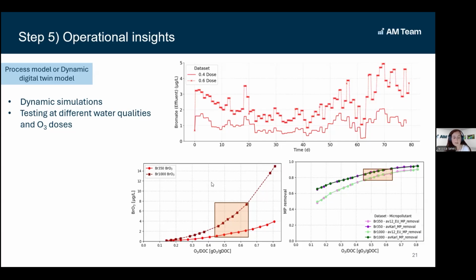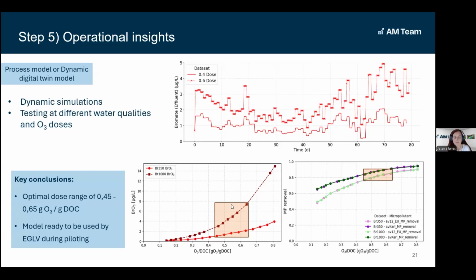And at the same time, you can see in the graph at the bottom, we tested different ozone doses with different bromide in the inlet. And here we actually could assess a good range for EGLV to operate the plant that was between 0.45 and 0.65 grams of ozone per grams of DOC, which allows at the same time to stay below 10 microgram per liter of bromate, but also to reach the target of the 80% removal of micropollutants.